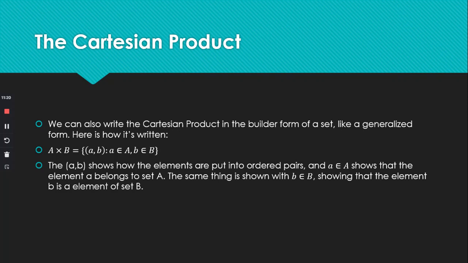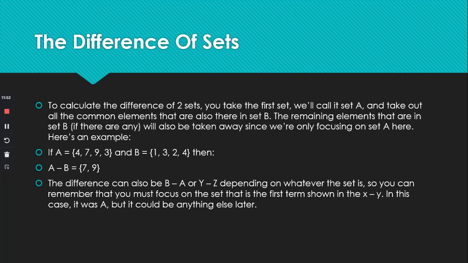That's it. Basically, it's saying we take one element from A, one element from B. They're A and B, and we just have to state A belongs to A and B belongs to B. But the (A, B) shows how the elements are put into ordered pairs, and the a belongs to A shows that the element a belongs to set A. The same thing is shown with b belongs to B, showing that the element b is an element of set B.